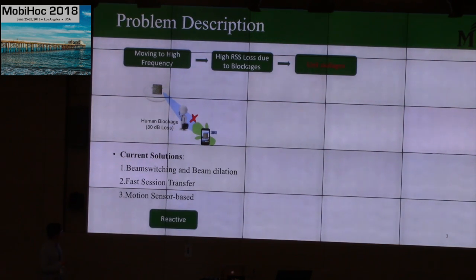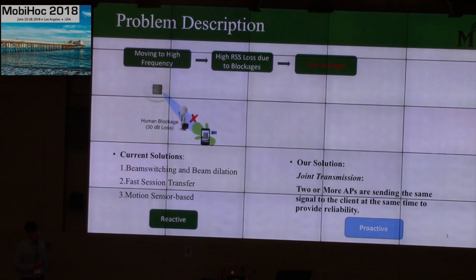But one limitation of these solutions is that they're reactive, which means the link recovery is initiated after the link is blocked. So the throughput and the RSS of the communication path suffer first, and then these strategies react to the blockage. To fight the blockage problem, we are thinking about whether we can have a proactive way, whether we can provide reliability in advance.